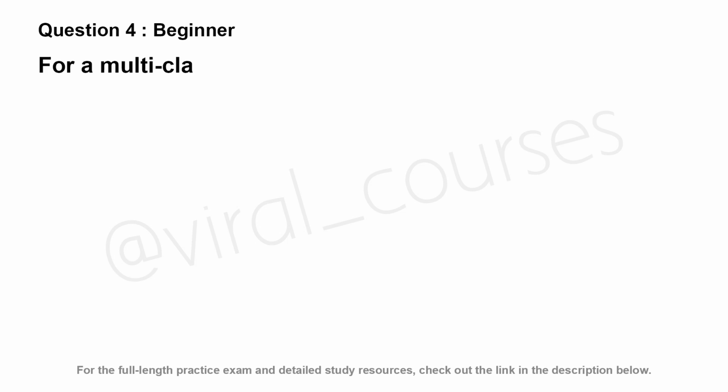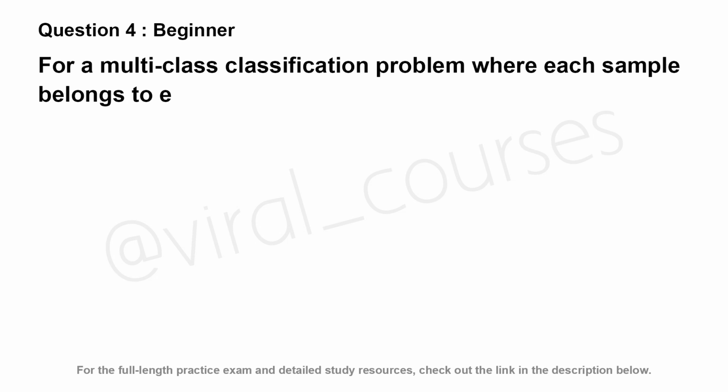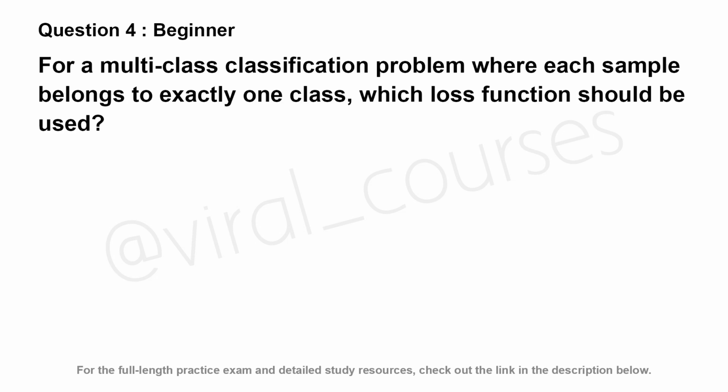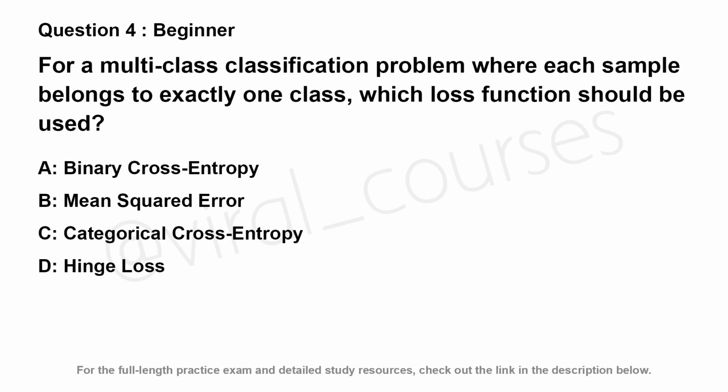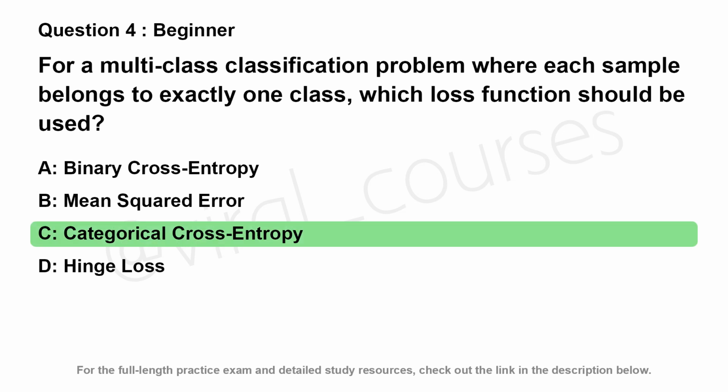For a multi-class classification problem where each sample belongs to exactly one class, which loss function should be used? Option A, binary cross entropy. Option B, mean squared error. Option C, categorical cross entropy. Option D, hinge loss. The correct answer is C.